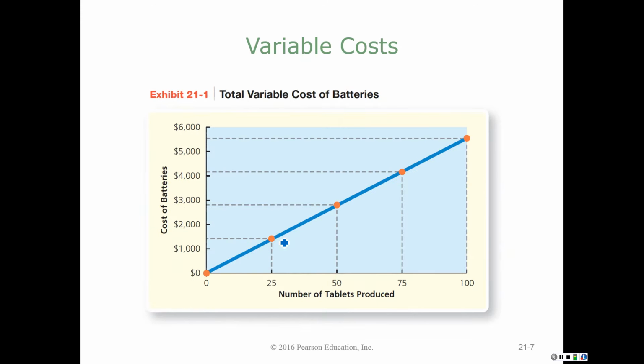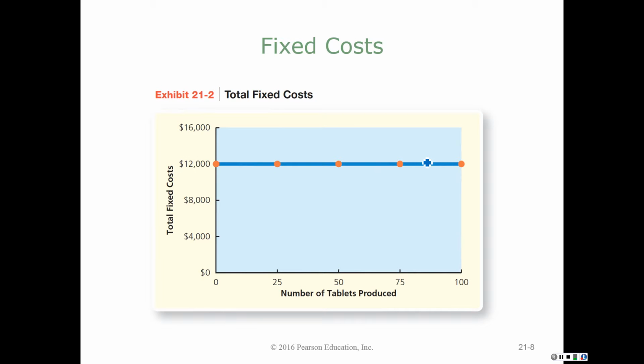We can see this graph in this next illustration that the more tablets we produce, the more batteries we will need. So here's our dollar line. The more we produce, the more we spend on batteries. So our variable cost line, we can see, is going to increase with production. On the other hand, fixed costs are right the opposite. The total cost and fixed costs remain the same.